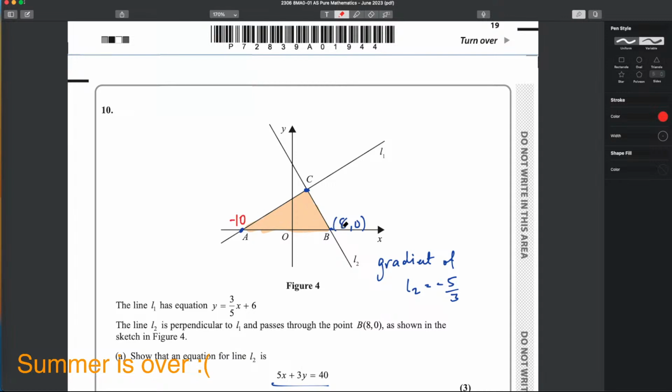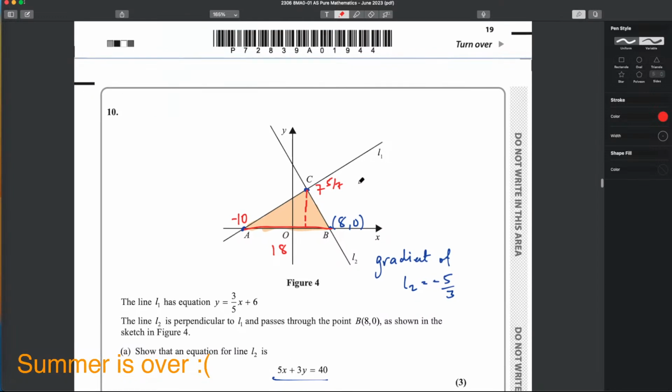This is -10, this is 8, and this height here was 7 5/7. So the base of this triangle is 18, and the height is this ugly number. What was that as an improper fraction? That was 47 on... this was meant to be 6. That's nicer actually, because we can multiply that by 18 a bit easier.